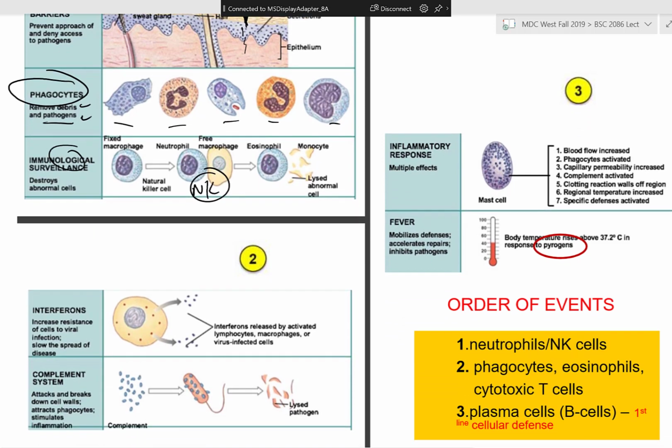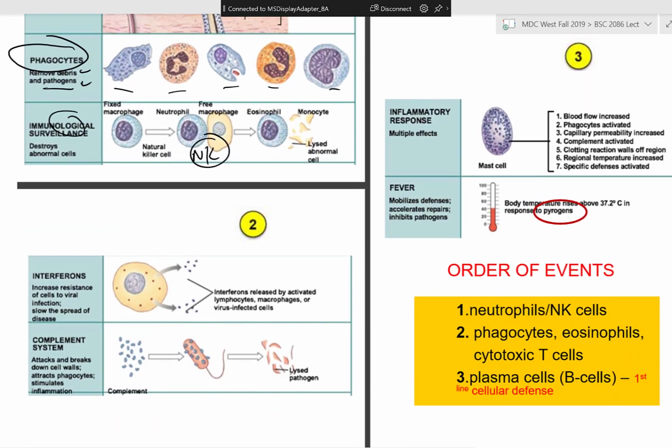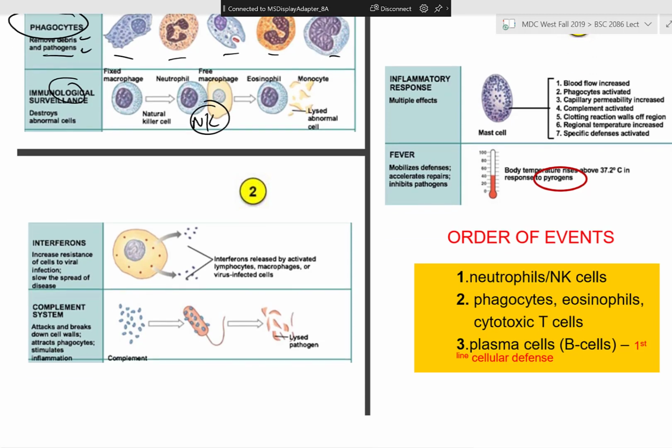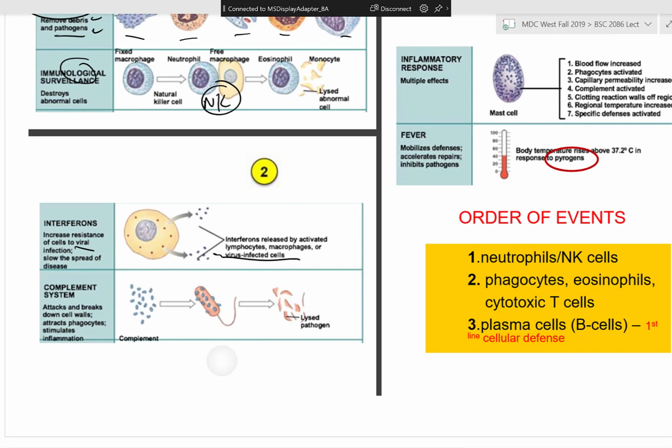Okay. Number 3, if it finds that there is number 2, my bad. Number 2, so then you have your interference, which is what we talked about. And again, interference is basically against viral replication. So they prevent viruses from infecting other tissues or other cells. Then you have your complement system. Again, the complement system, are you born with these things? Yes, you're born with these things.